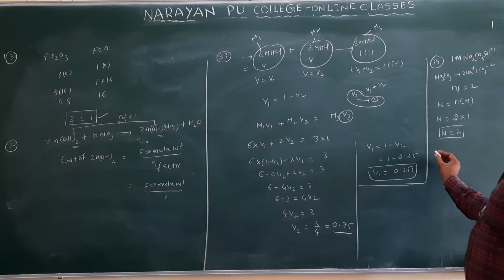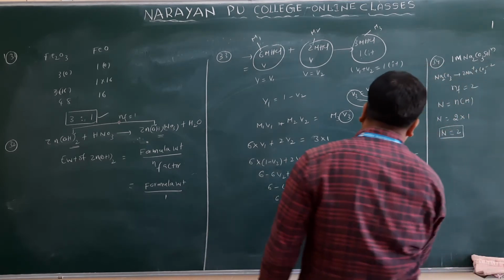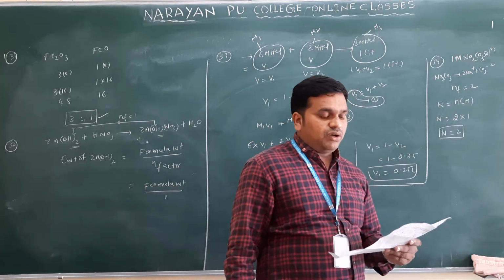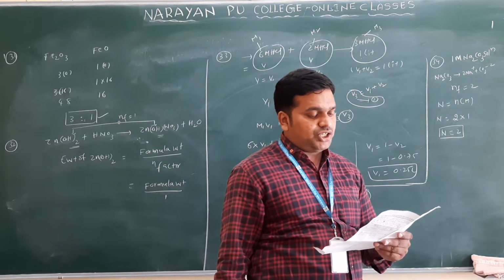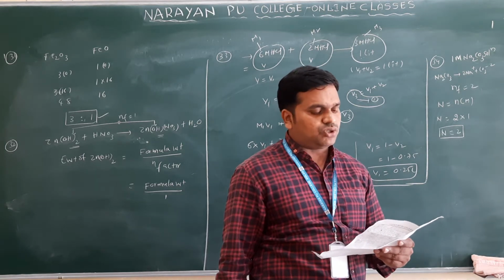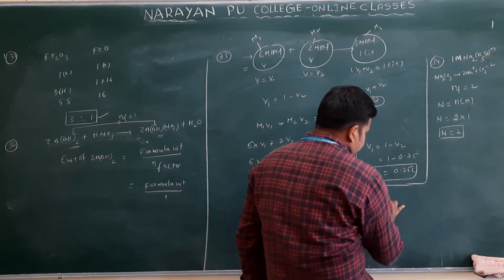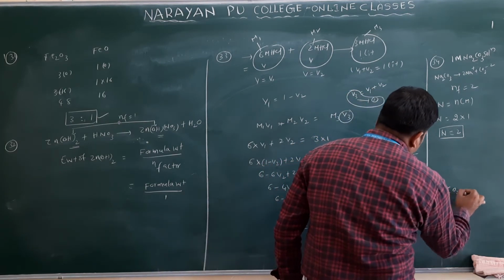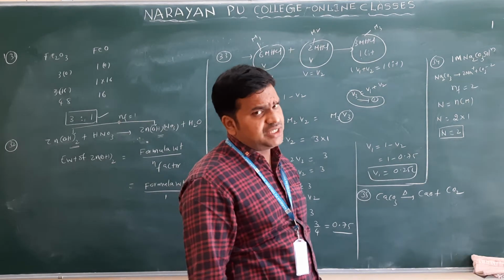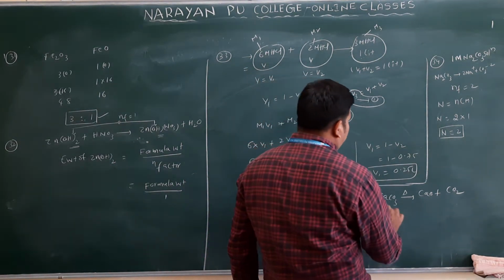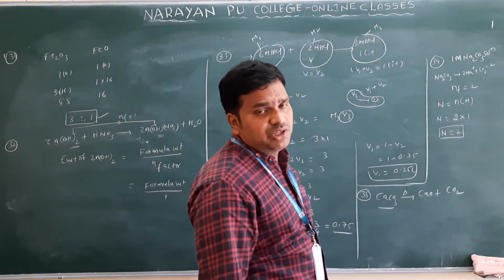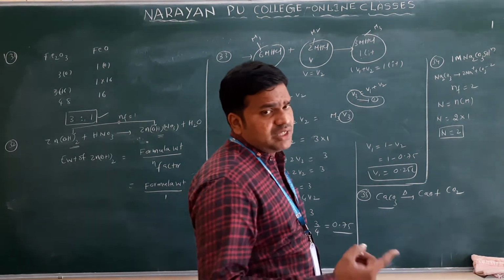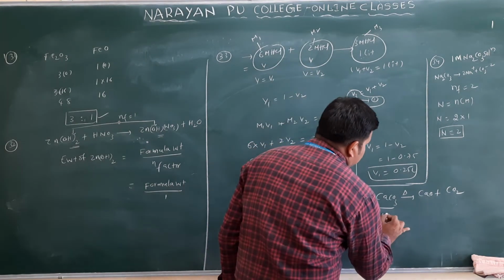Now you can see question number 35. 10 grams of CaCO3 on heating gives 5.6 grams of CaO and dash grams of CO2. Calcium carbonate on heating gives CaO plus CO2. If you take the calcium carbonate weight, calcium 40, carbon 12, oxygen 16 into 3, 48, so 40 plus 12 plus 48, you will get 100. This is 100 grams.